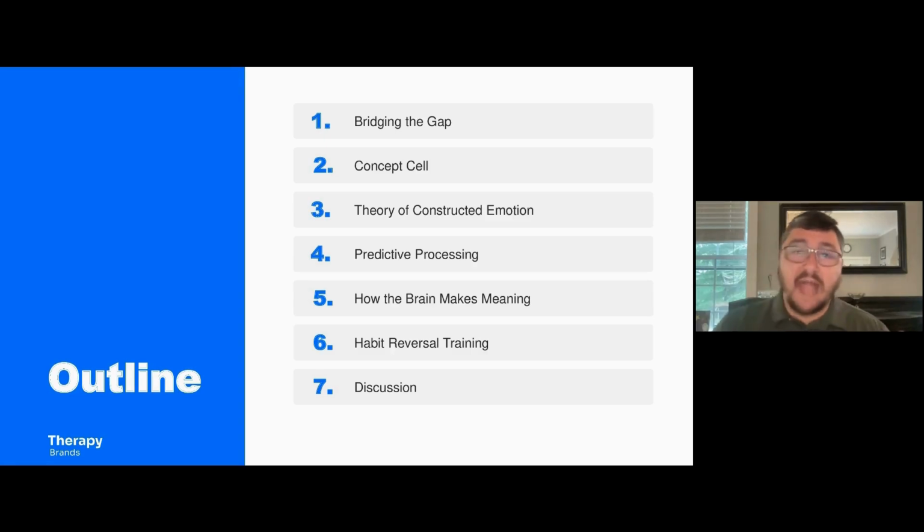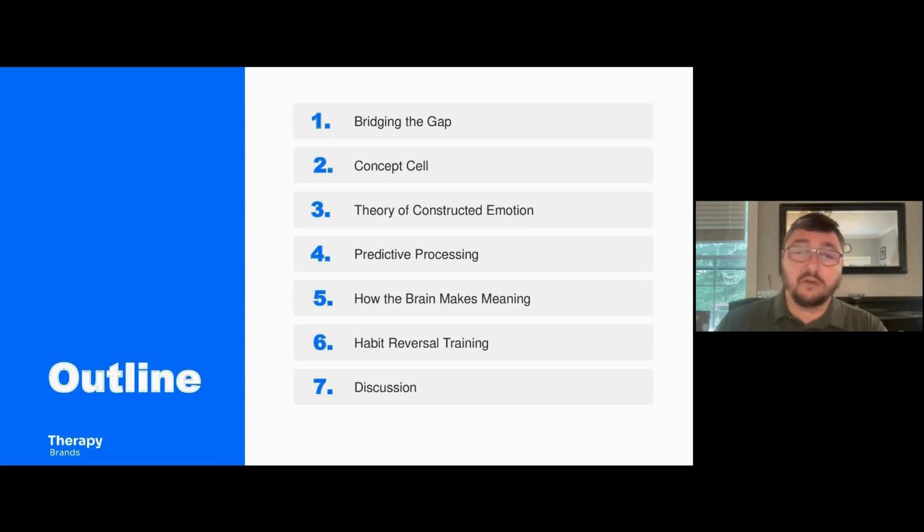So we'll bridge the gap between operant and classical respondent conditioning, which will lead us to something called the concept cell. And that will take us to something called the theory of constructed emotion by Lisa Feldman Barrett down in Northeastern.